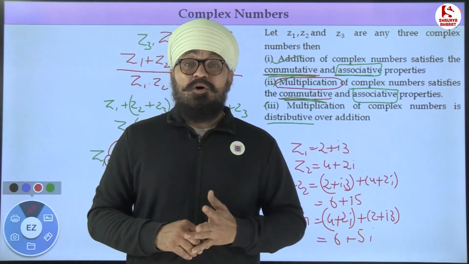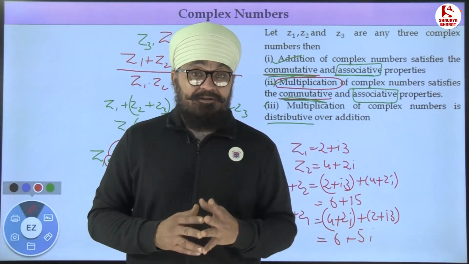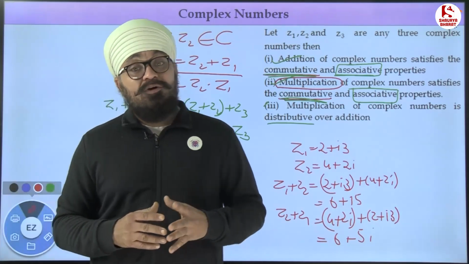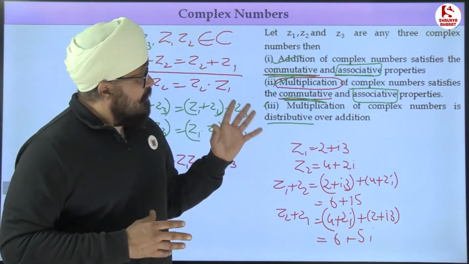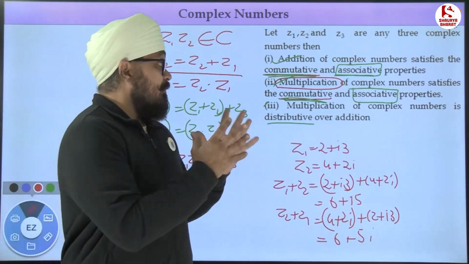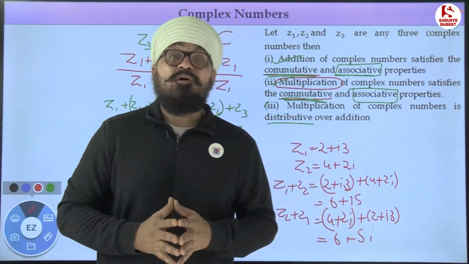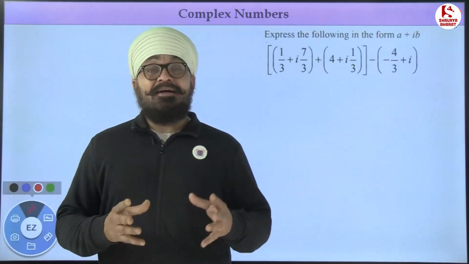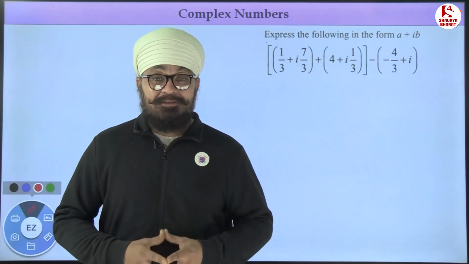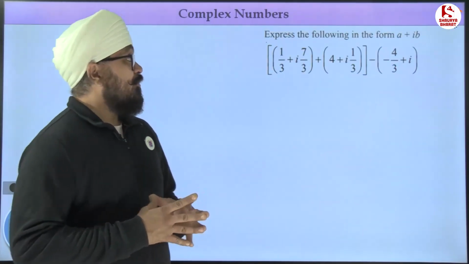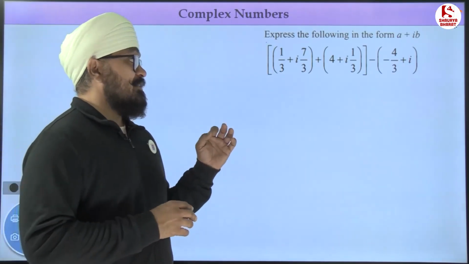The remaining 2 laws are identity and inverse. They will come later on. So, first let us take these 3 important laws, commutative, associative and distributive, for complex numbers. Now, let us take some questions.